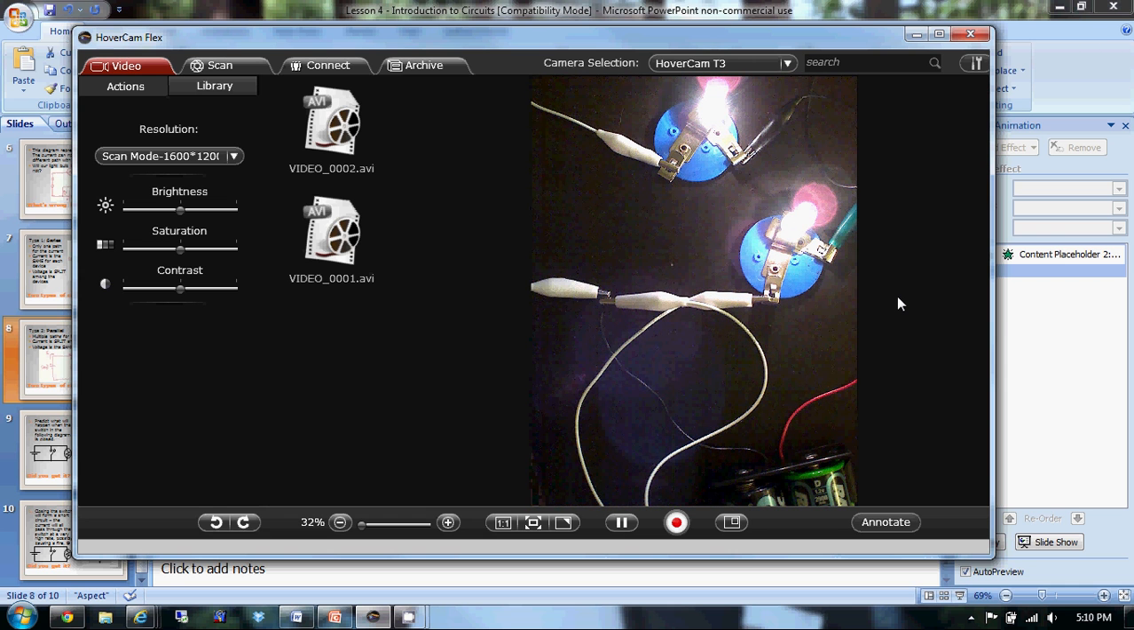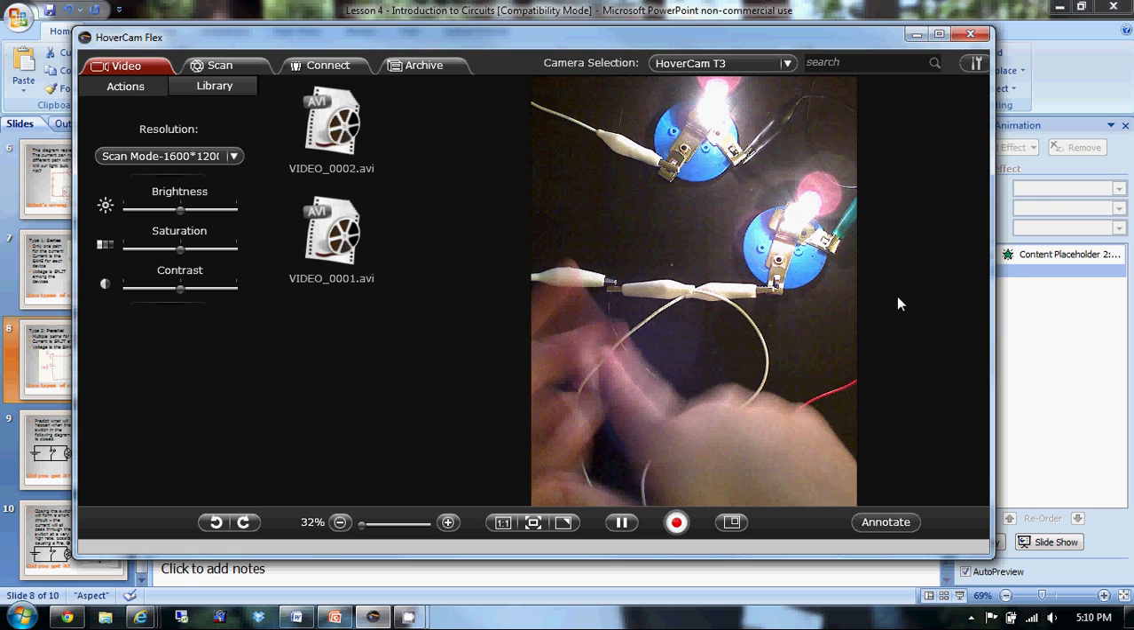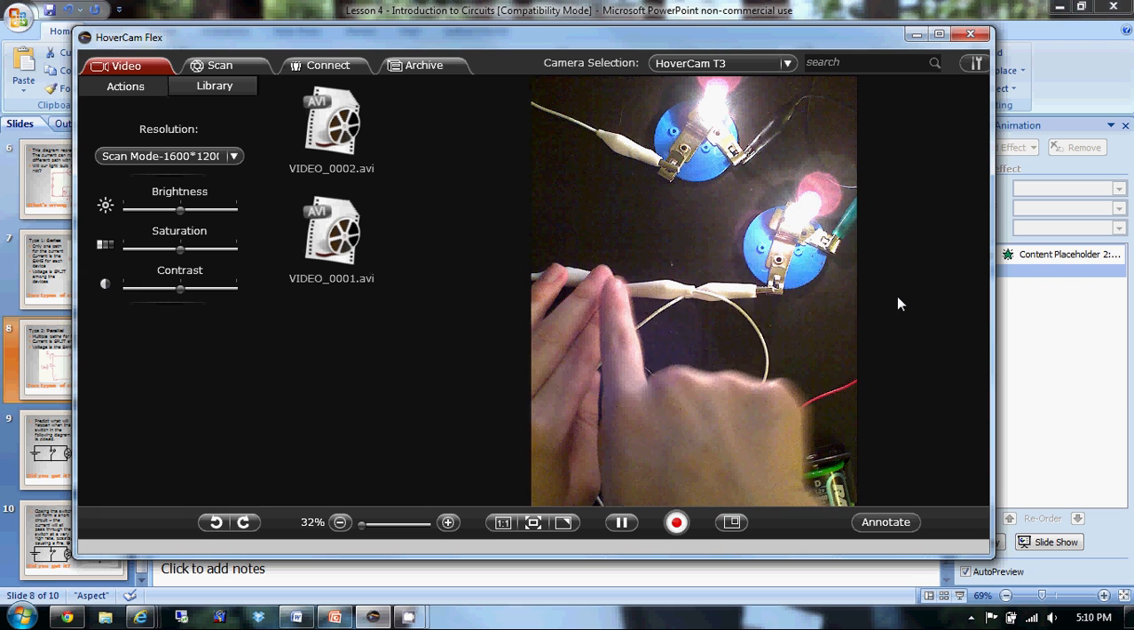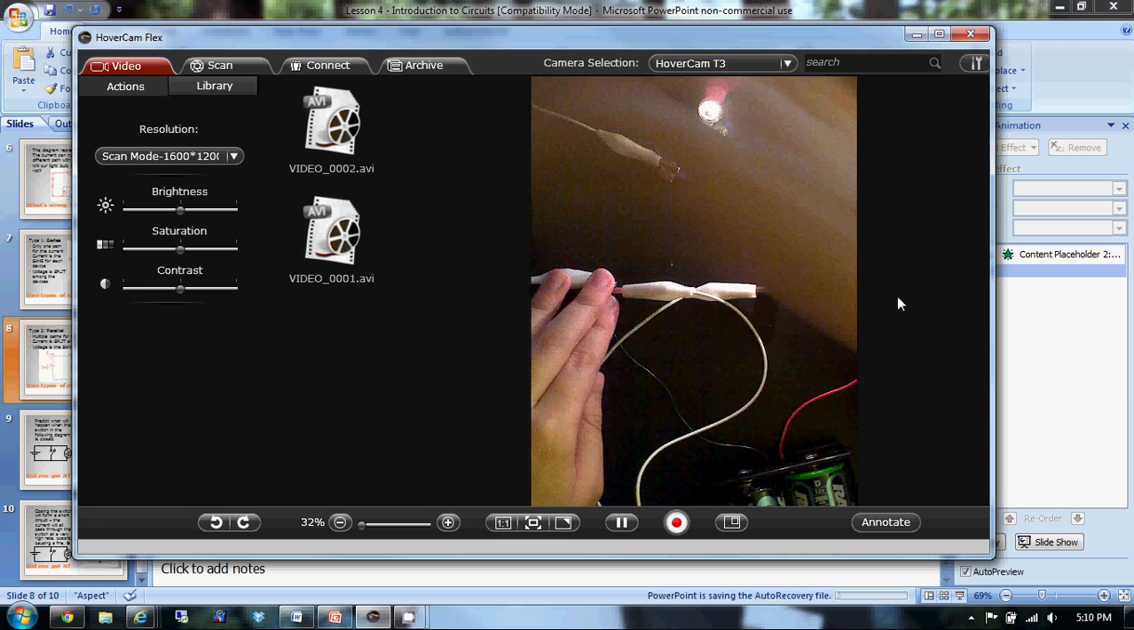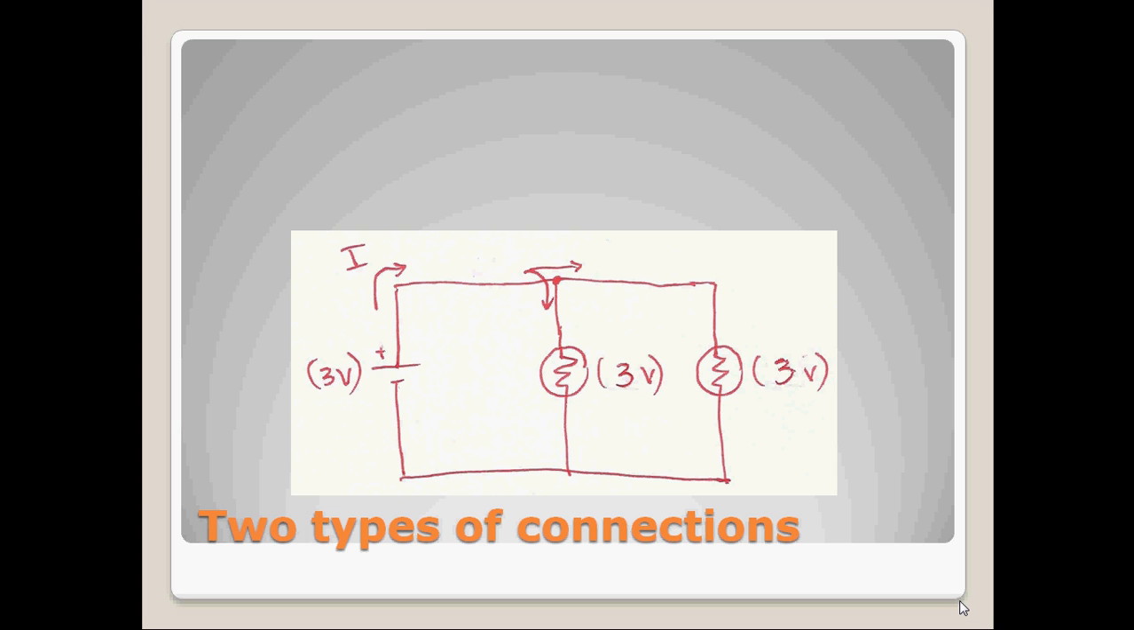So we see that whereas before our current all had to go through one loop and pass through both light bulbs, this time the current gets a choice whether it wants to pass through this light bulb or pass through that light bulb. We call this type of connection a parallel connection because if you look, our two light bulbs are parallel with each other, just like parallel lines.